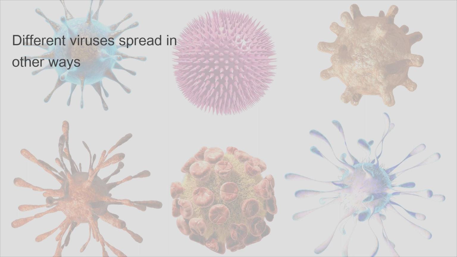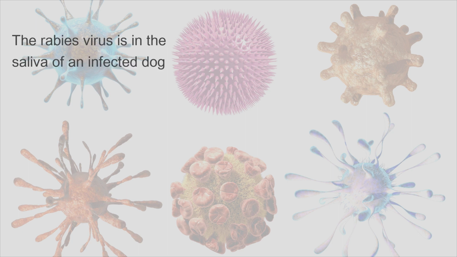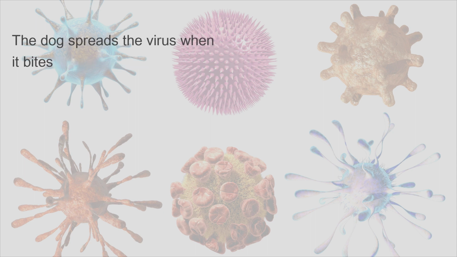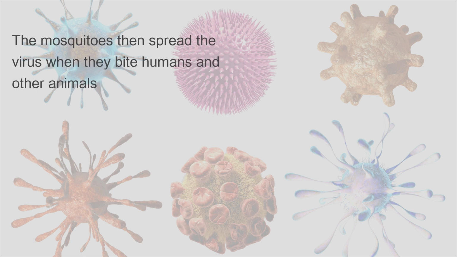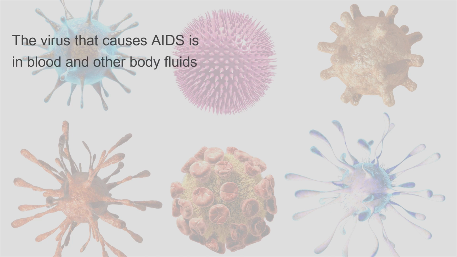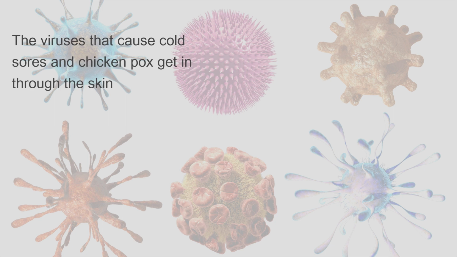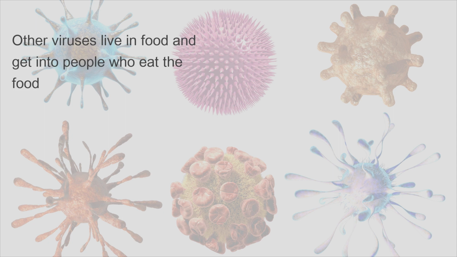Different viruses spread in other ways. The rabies virus is in the saliva of an infected dog. The dog spreads the virus when it bites. Mosquito bites can also spread viruses. West Nile virus goes from birds to mosquitoes when the mosquitoes bite the birds. The mosquitoes then spread the virus when they bite humans and other animals. The virus that causes AIDS is in blood and other body fluids. The viruses that cause cold sores and chickenpox get in through the skin. Other viruses live in food and get into people who eat the food.